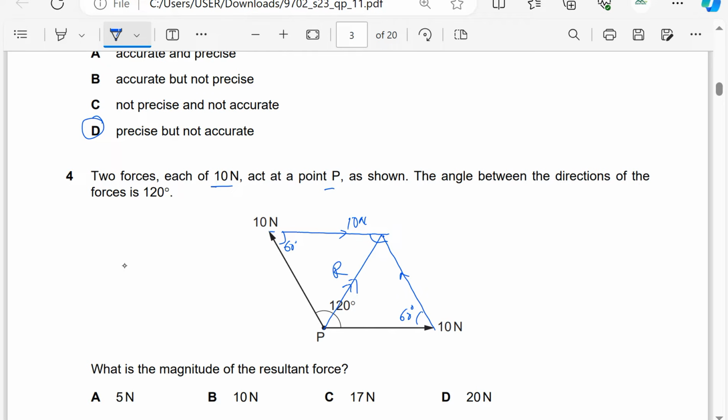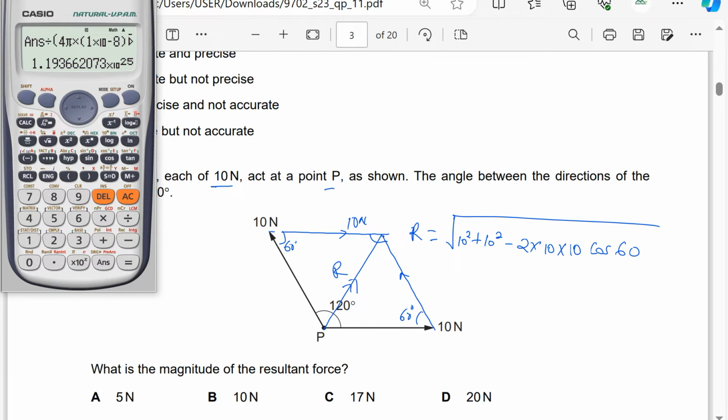So let's say this is the resultant. By the cosine rule, r squared will be equal to a squared plus b squared minus 2ab cos of the angle. So I'll say the resultant r is equal to the square root of a squared, which is 10 squared, plus b squared, which is also 10 squared, minus 2 times 10 times 10 cos of 60.